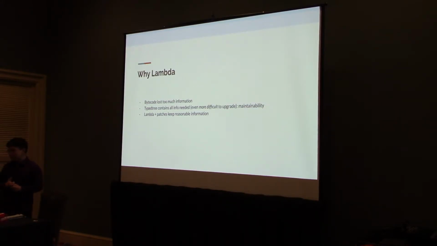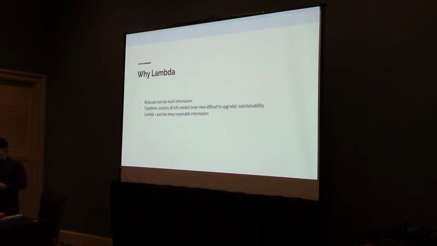Why we pick up the lambda as IR is the bytecode. There are different options. Like in JSON, we can pick up the bytecode. We didn't do this because the bytecode loses too much information. And the type tree is the ideal case. It contains all the information we need, but it's very hard to maintain the code base because for every version of the compiler, the type tree is changed. Then you have to upgrade the compiler, which is a lot of work.